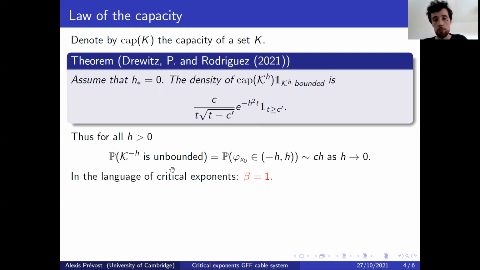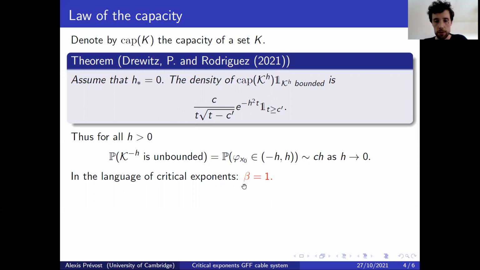The first one is about the percolation function. So let's look at the probability, at a negative level, that my cluster is unbounded. We know that this probability is positive, but actually by integrating this formula above, we are able to get an explicit formula, and this probability should be equal to the probability that phi at x0 is between minus h and h. And what's interesting about this explicit formula is that as h goes to 0, where 0 is here the critical point, this decays linearly in h.